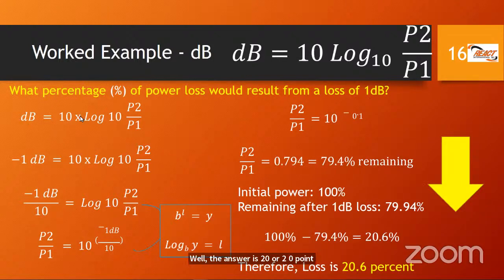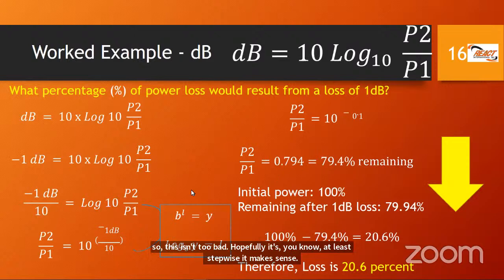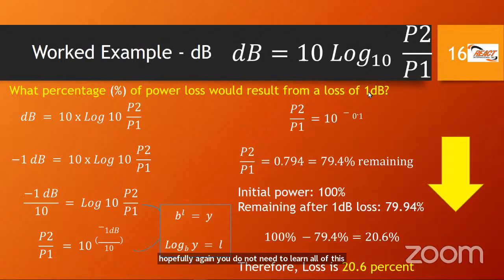So folks, we encourage you to write this out on a piece of paper, copy it initially, and then try to do it on your own by resolving it in your own mind stepwise, and hopefully you'll be able to come up with the same answer. Hopefully this isn't too bad, and at least stepwise it makes sense. Just meditate on it a little bit, write it out. You do not need to learn all of this for the exam. You can just learn that for 1 dB loss, you have a 20.6% loss. But hopefully you understand that there's a stepwise process. How do you calculate it?